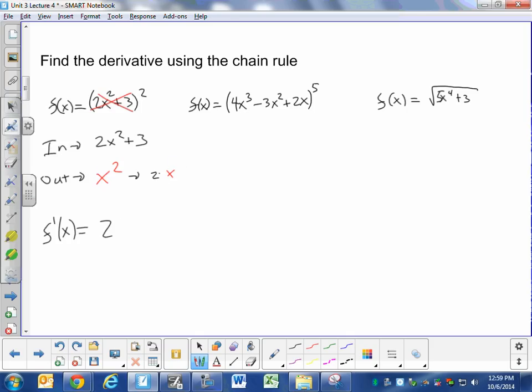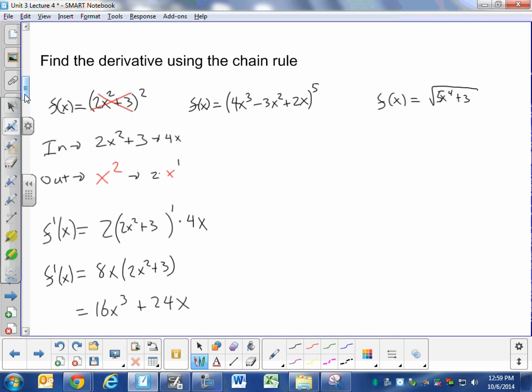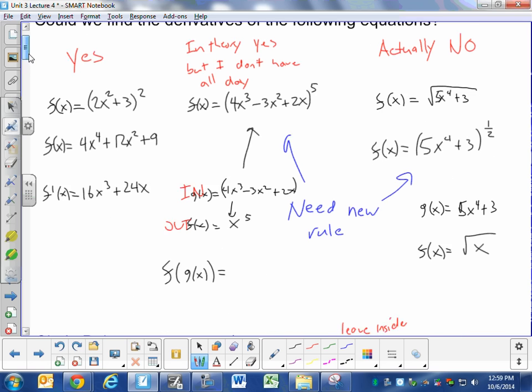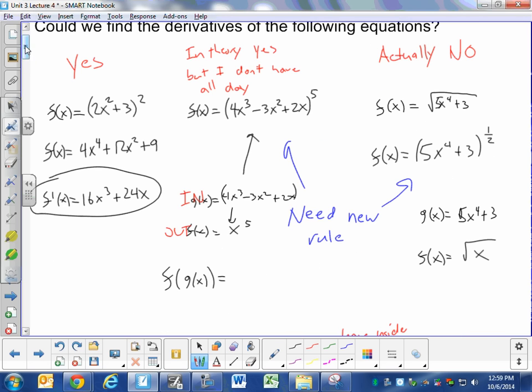That's why it's derivative of the outside, leave the inside alone. And this is to the first power, times the derivative of the inside. The inside function, 2x squared plus 3, its derivative is 4x. So I found this derivative using the chain rule, and it's the exact same as the derivative I found through distributing: 16x cubed plus 24x.